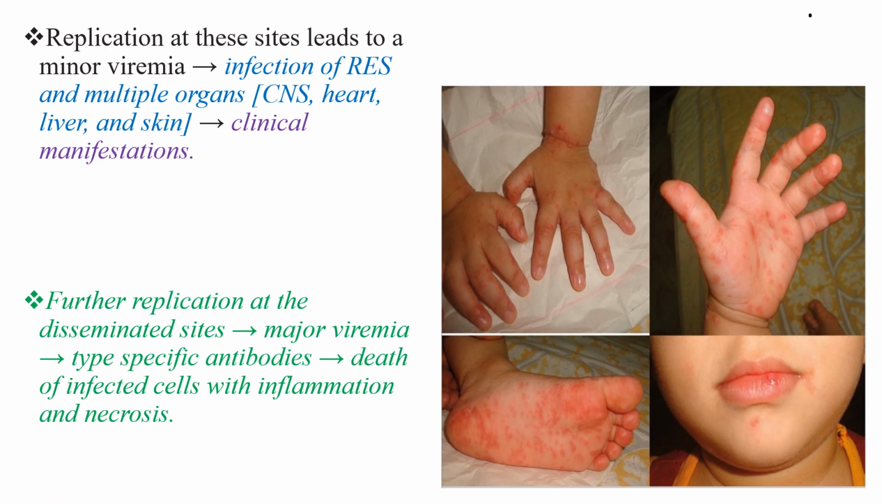Replication at these sites leads to a minor, or primary, viremia, and this causes infection of the reticuloendothelial system and multiple organs, including the CNS, heart, liver, and the skin. Then the clinical manifestations appear. Further replication at the disseminated sites causes a major viremia, and type-specific antibody develops. This is followed by days of infected cells with inflammation and necrosis.